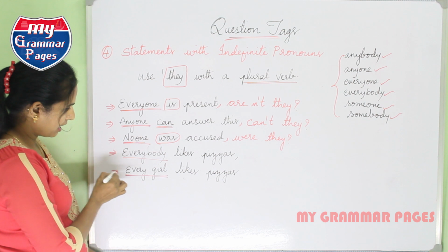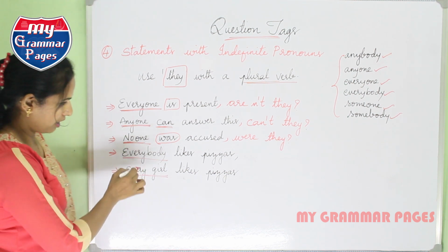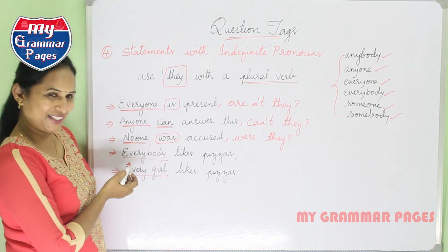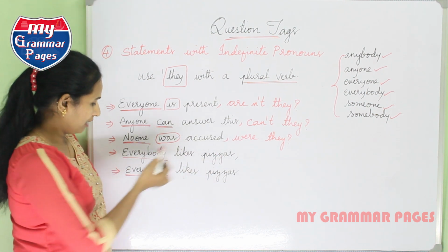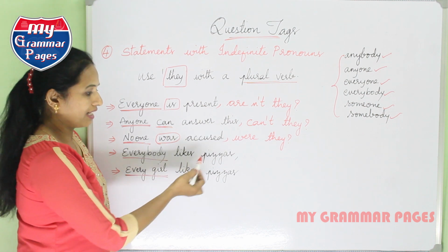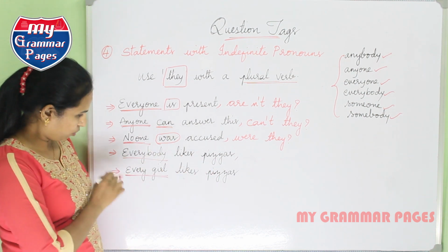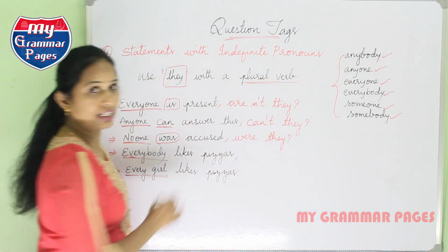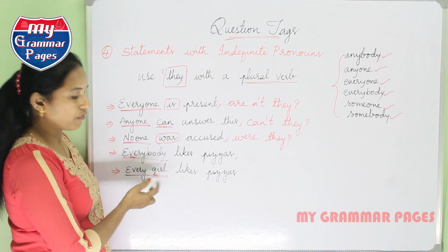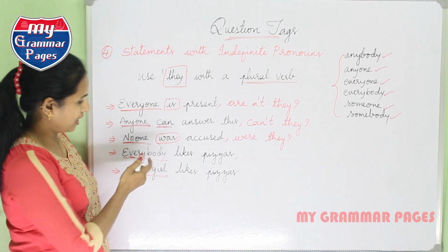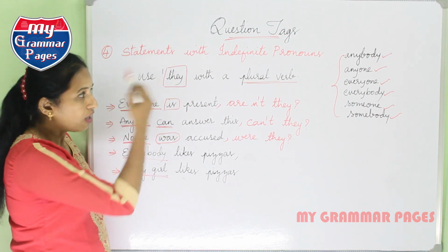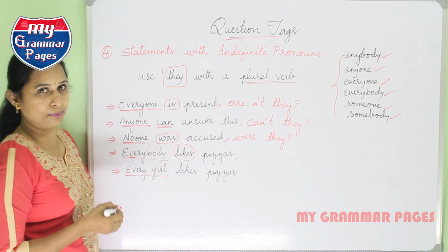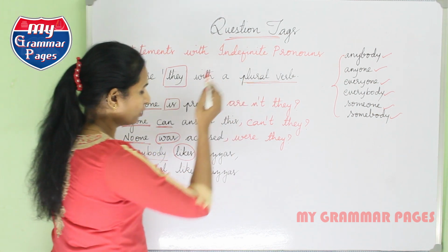Now, everybody, every girl. I have taken two sentences in order to confuse you a little. Let me tell you. Everybody likes pizzas. Every girl likes pizzas. In these two, there is a small difference. Everybody is an indefinite pronoun, but every girl is not an indefinite pronoun. So follow the rules that you have already followed for the indefinite pronoun. Likes is a singular verb. Now I'm going to take it as a plural verb.